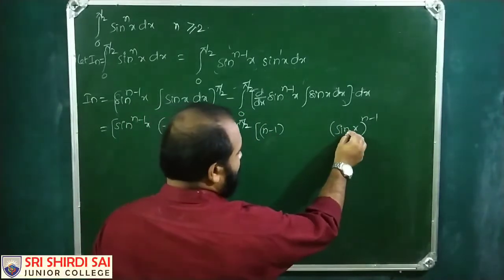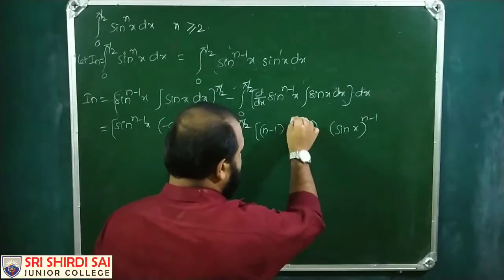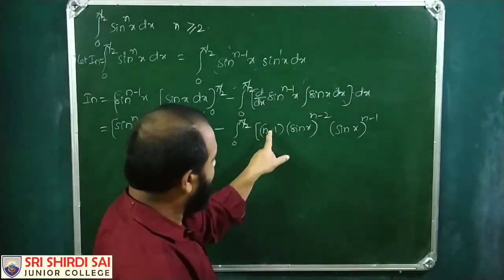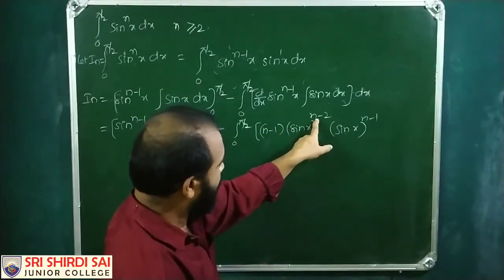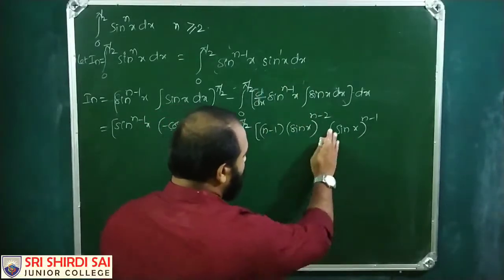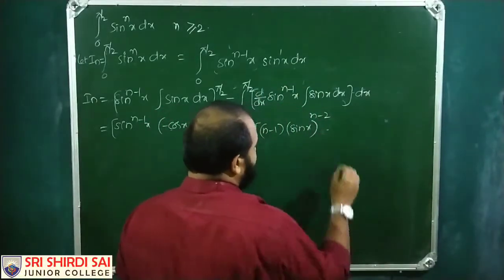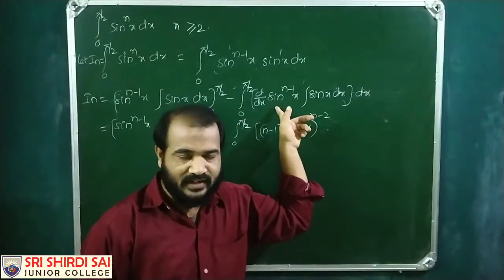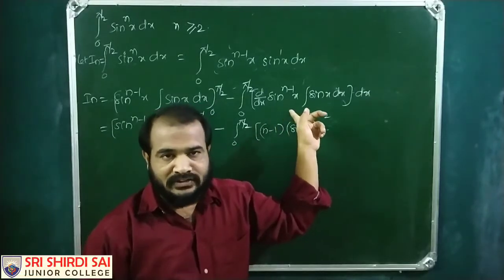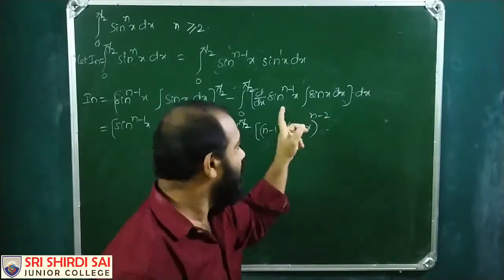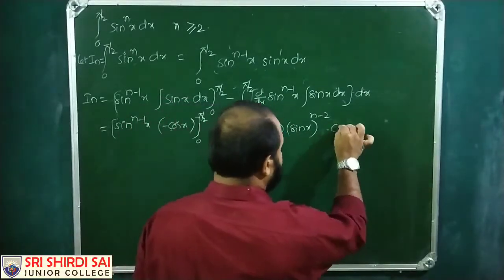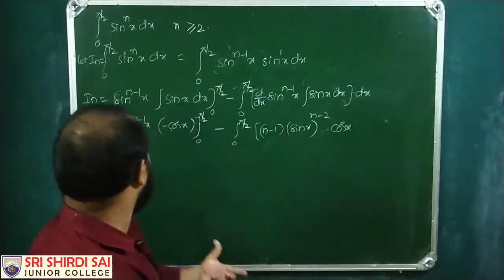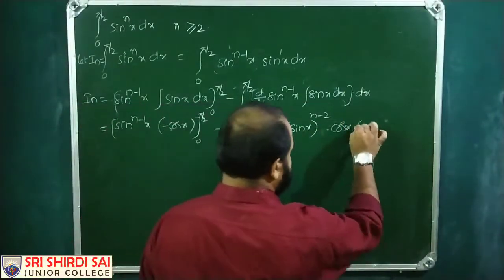So this is sin x whole power n minus 1 minus 1, that is n minus 2. So n minus 1 into whichever function I have taken to be x for the time being, we need to differentiate it later. That's what we have learnt in the first year derivatives chapter, the differentiation chapter. Into d by dx of sin x is cos x, into integral sin x dx, which we have already used here, is minus cos x.